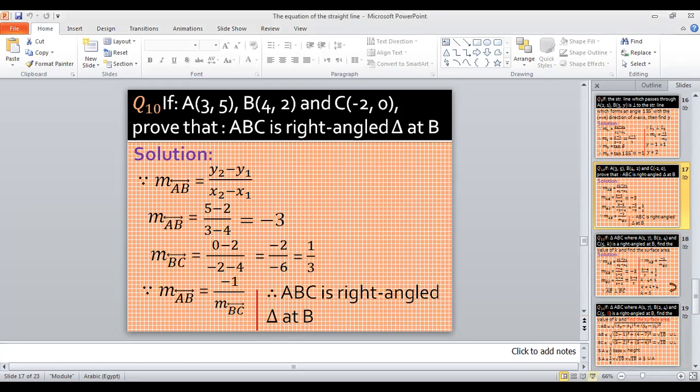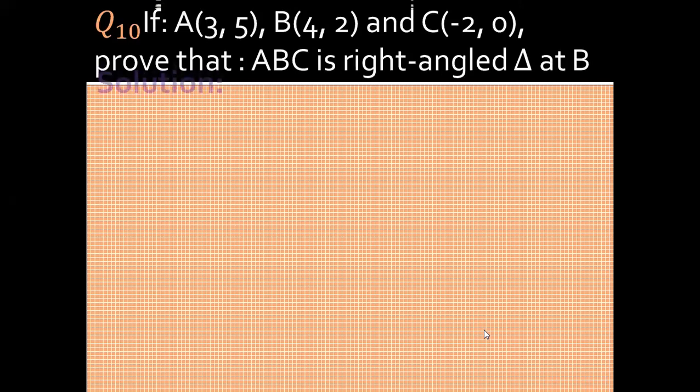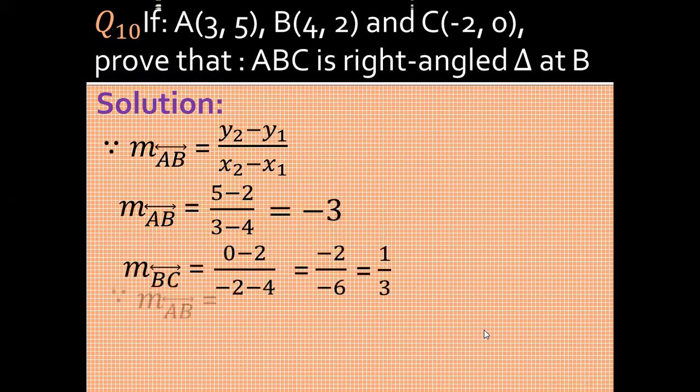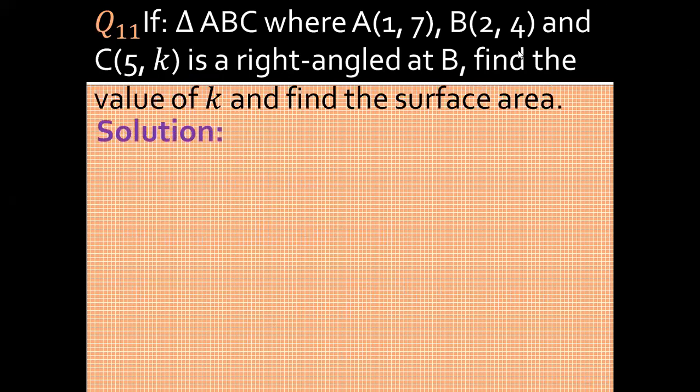Number 11. If we have triangle ABC with given coordinates for A, B, and C, but here in C we have K, an unknown value. The triangle is right angle at B. Find the value of K and find the surface area.